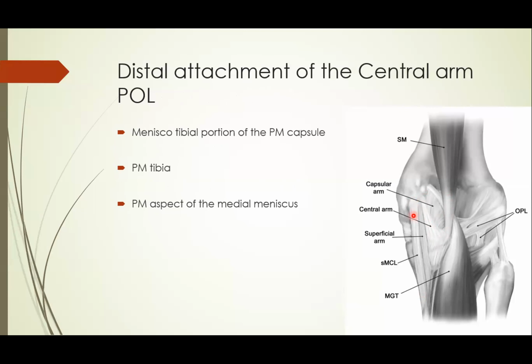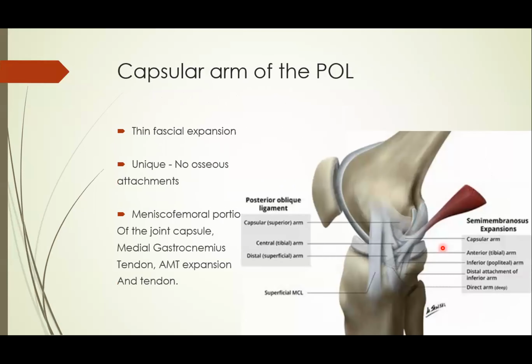The distal attachment of the central arm has three components: the meniscotibial portion of the posteromedial capsule, the osseous structure, that is the posteromedial tibia, and the posteromedial aspect of the meniscus. So three, that is the capsule, the osseous tibia, and the meniscus. So the capsular arm is the third component of the posterior oblique ligament.